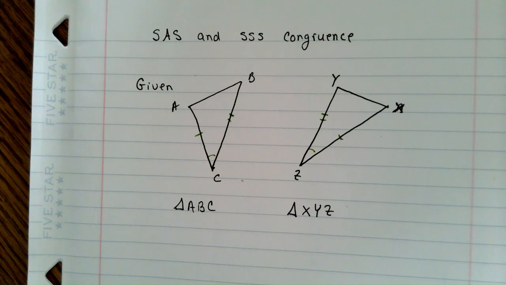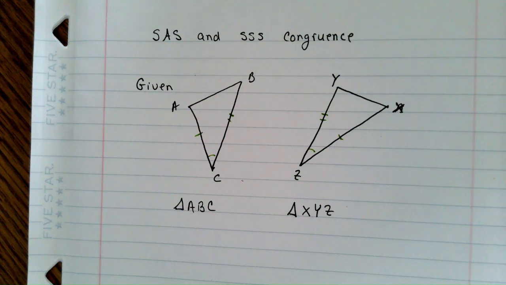And then they both have one angle congruent. Angle C is congruent to angle Z. And that's all we know about these triangles. We don't know anything else. There's one side we know nothing about and two angles that we know nothing about. So what does that mean about triangles and congruence?